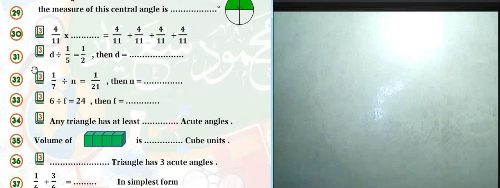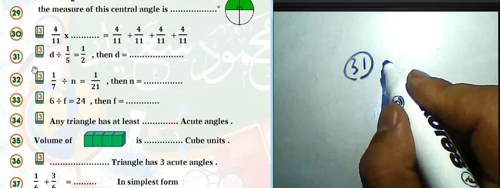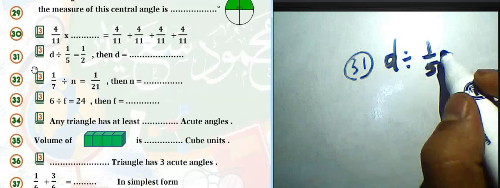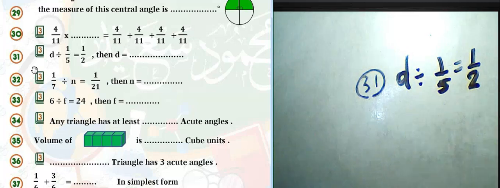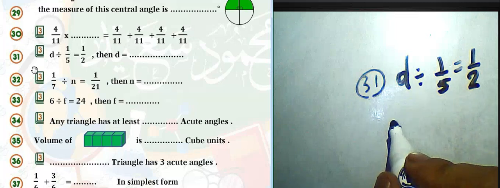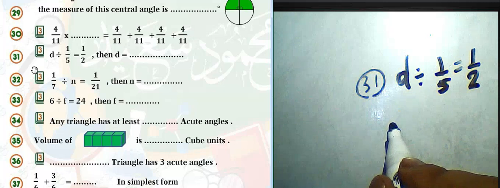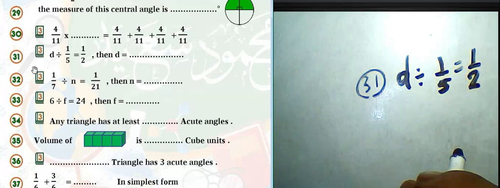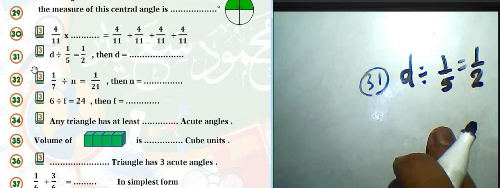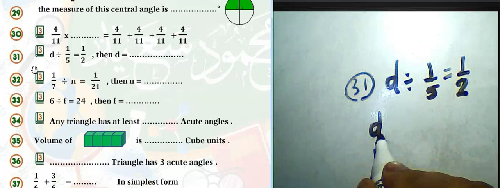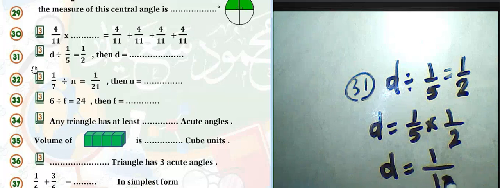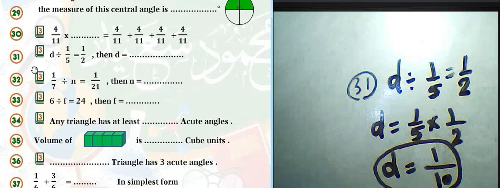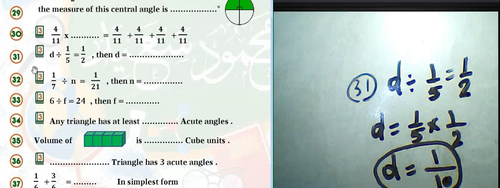Question 31. D divided by 1 over 5 equal half. Then D equal what? To find the dividend, we can find the multiplication about them. To find the dividend equal divisor multiplication by the quotient. So D would be 1 over 5 multiply 1 over 2, so D will be 1 times 1 equal 1 and 2 times 5 equal 10. The result will be 1 over 10. It's D. D will be 1 over 10 right here.